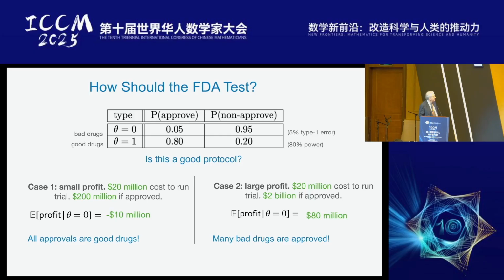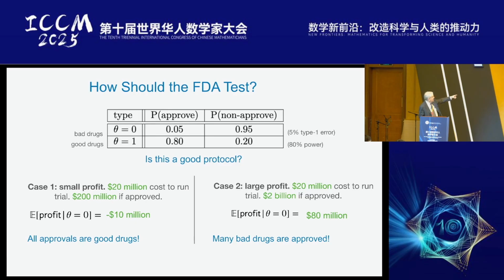Okay, so to summarize the statistical problem, let's imagine there are bad drugs and good drugs. Theta is equal to 0, theta equals 1. And let's imagine the statistician designs a protocol for which the probability of approval of a bad drug is low. That's the false positive rate. And the probability of approval for a good drug is high. That's called the power. That's being done by the FDA. The problem is that in real life, the financial incentives are not aligned.